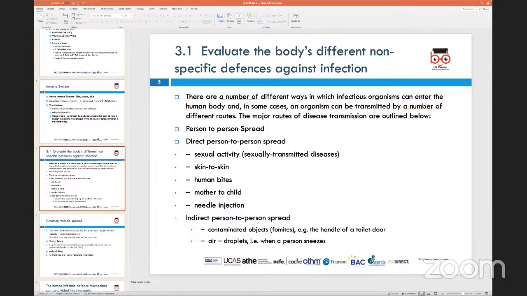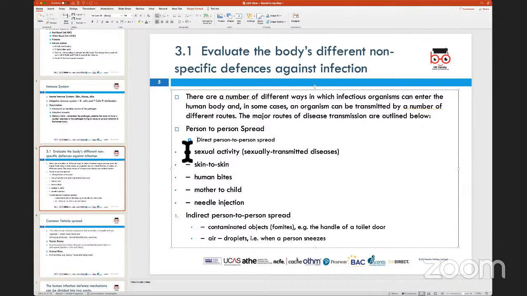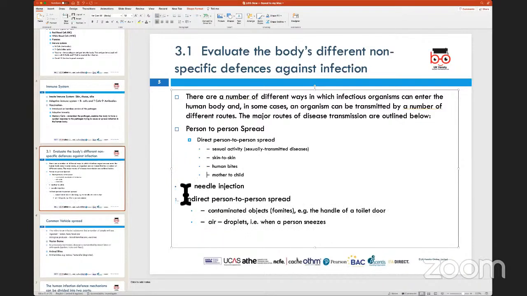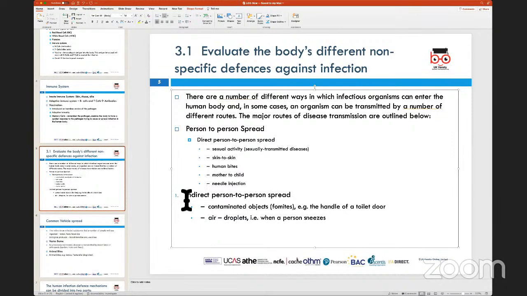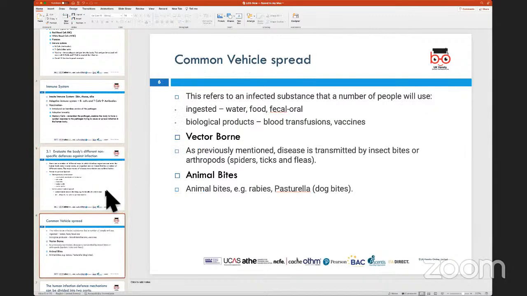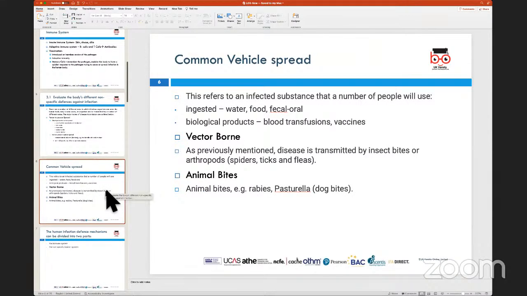So when we talk about non-specific defense mechanisms, we need to understand the ways through which the pathogen would be trying to infect the human body. And that will be person to person. When I say person to person, it will be direct and it will be indirect, if I put it this way. That would essentially be through common objects or objects which are contaminated, and that would essentially be the place where the human body starts to get an infection.